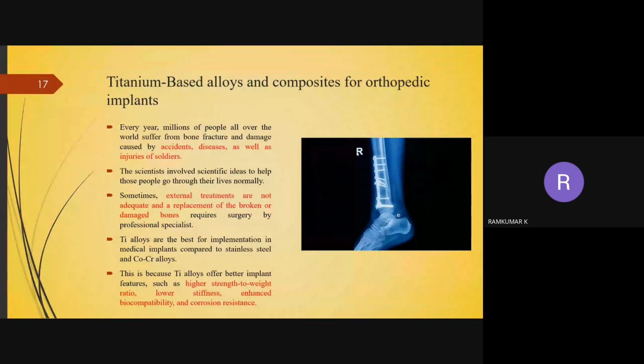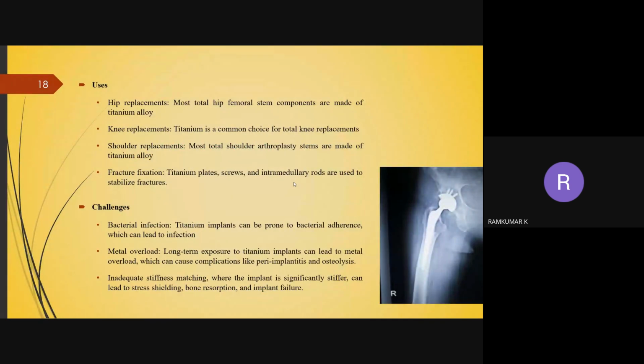So first, here we can see orthopedic implants. If there is any accident or injury, titanium is used the most. If any external treatment is not sufficient to recover, since titanium has a higher strength to weight ratio, and it has higher biocompatibility and corrosion resistance, it is mainly used in hip replacements. After that, knee replacements, shoulder replacements. After that, it is used in fracture fixations, where titanium plates, screws, and rods are used.